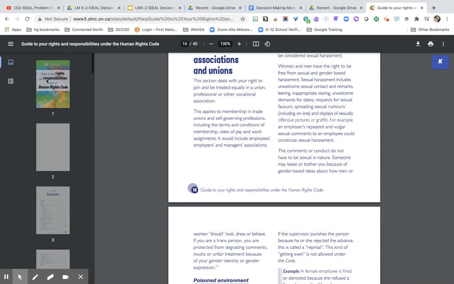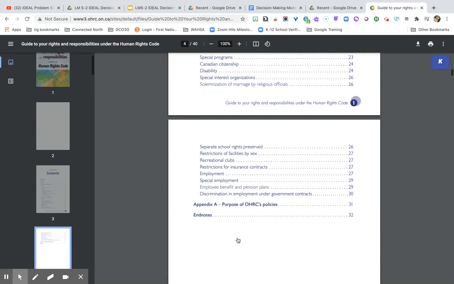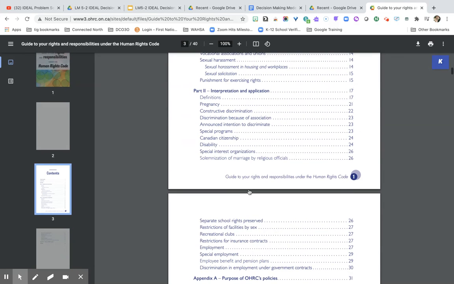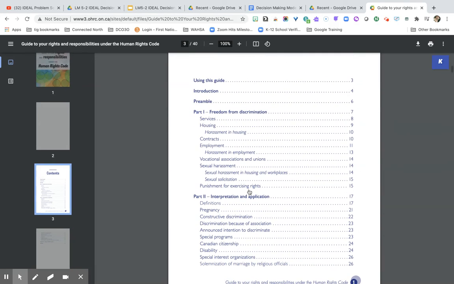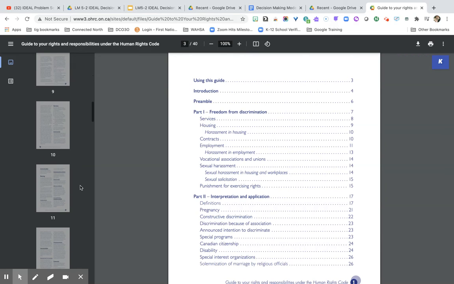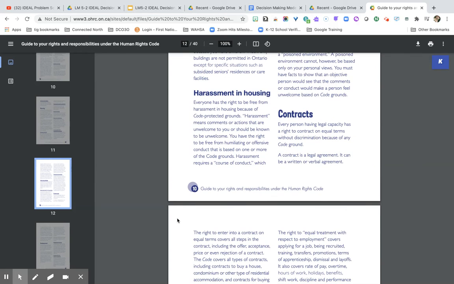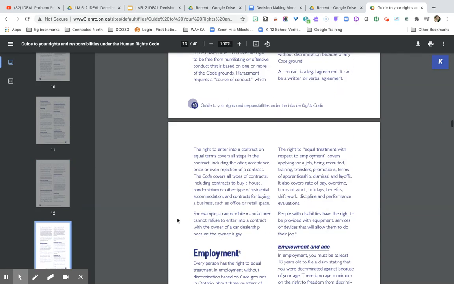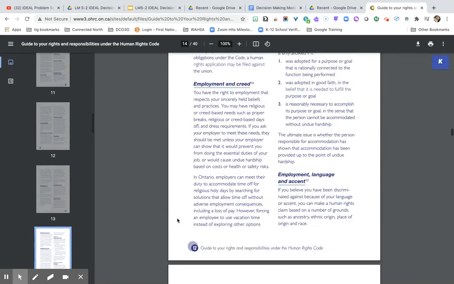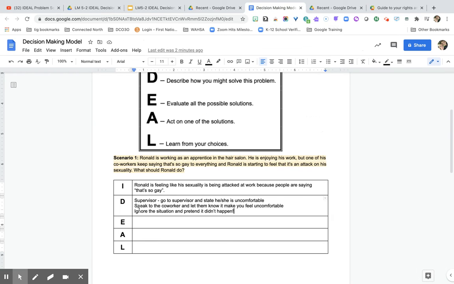Let's see if the Human Rights Code will actually give us some information on what to do for exercising your rights around harassment. So you're just going to take a look through this. It really doesn't give you a whole lot of information in this document. So let's just go back to our scenario, and we're going to go to the next step.